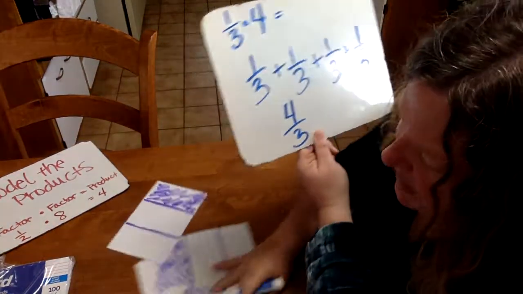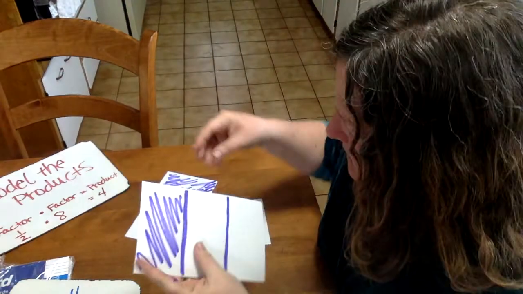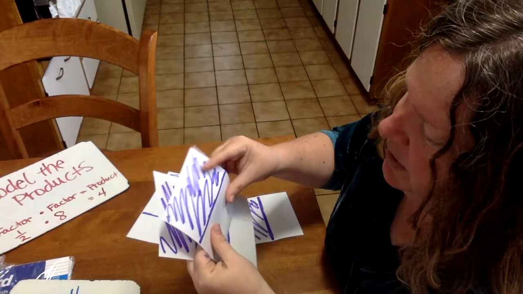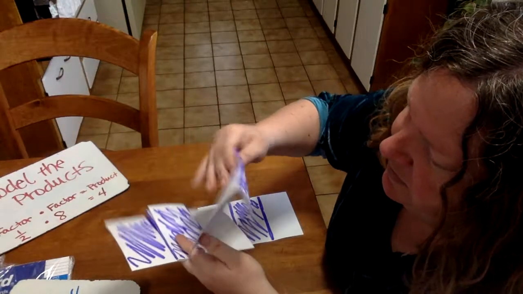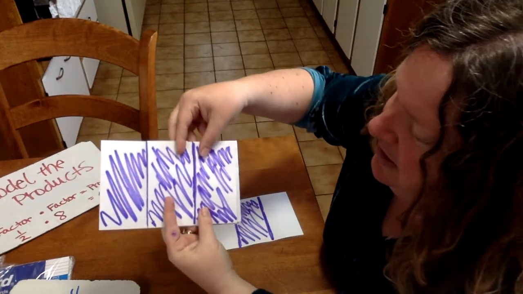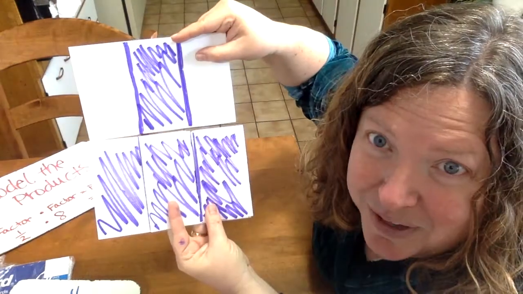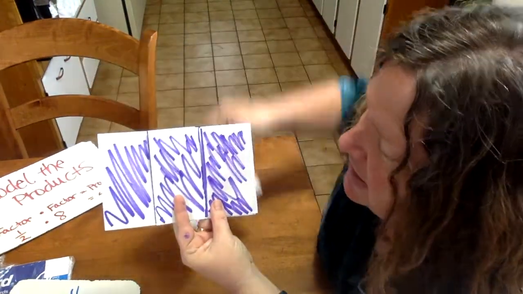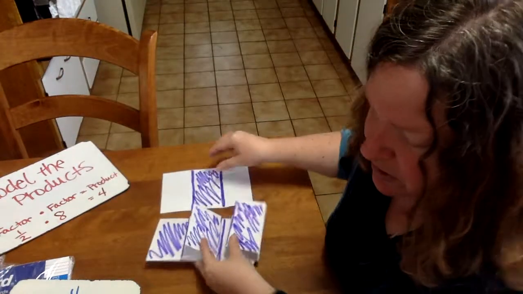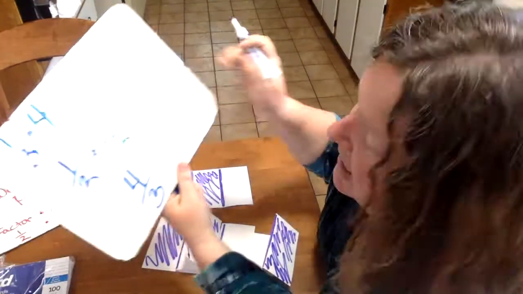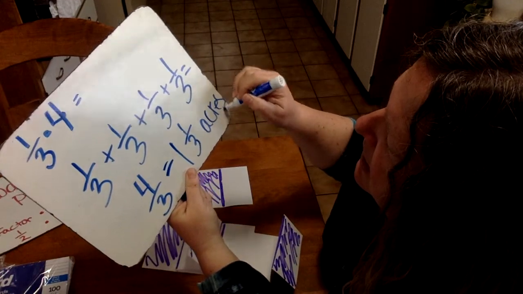So if we put all of these thirds together, this one and that one and this one, there's a whole, and we still have 1 more left over. So 4 thirds is 1 whole acre and an additional 1/3. So we're going to write the answer as 1 and 1/3 acres.